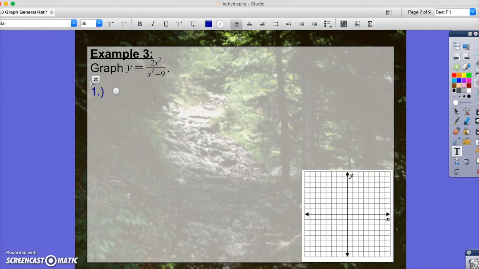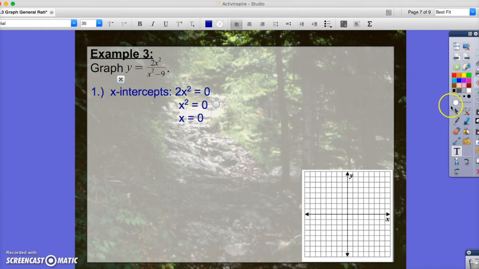So, x-intercepts. Set the numerator equal to 0. I divide by 2, get x squared equals 0. When I take the square root, I just get x equals 0.